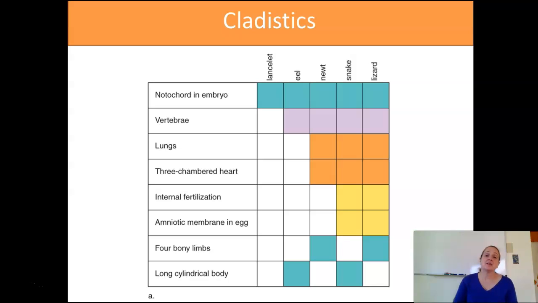Our snakes are the first to develop internal fertilization and the amniotic membrane in the egg. Once snakes as a species have this derived characteristic, they will all have that from that point forward, as will the lizards. Now, when it comes to four bony limbs and a long cylindrical body, these morphological characteristics aren't going to help us in determining derived versus ancestral characteristics. It's because some species have it, others don't.